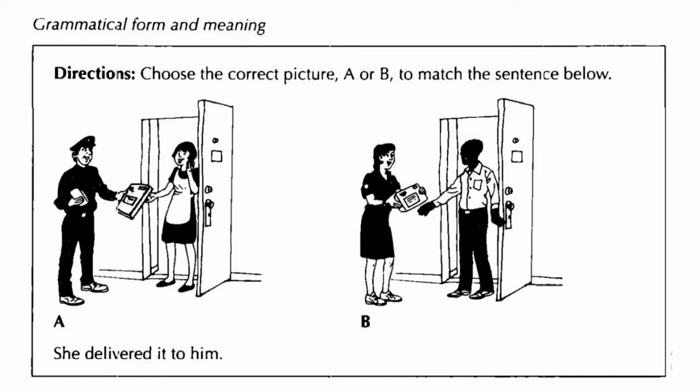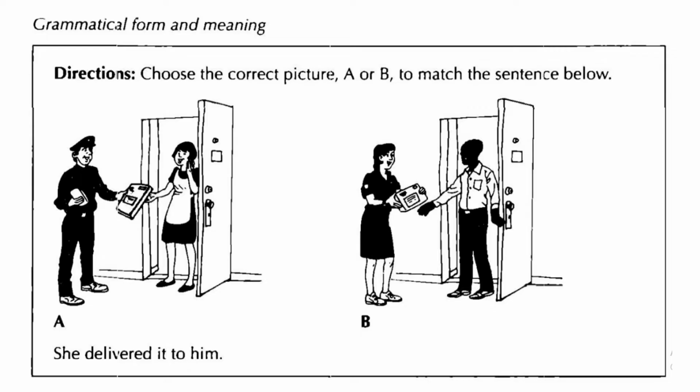The form of language here, of the task here, is non-language. Why is it non-language? Because here the teacher is using what? Pictures. The teacher here is using these pictures and is asking his students to choose the picture that correctly matches the sentence that he gives them below. So the sentence is, she delivered it to him. The job of the students is to choose which picture suitably matches this sentence.